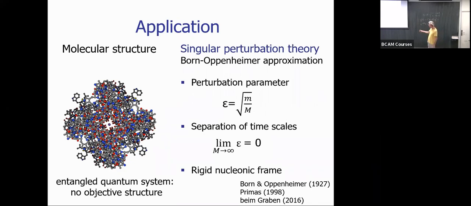And of course, this assumption leads to a separation of time scales. You assume that the nucleons move much slower than the electrons. Electrons can immediately adapt to any change of the nucleonic frame, but the nucleons have a different time scale, and this is expressed by the singular perturbation theory.